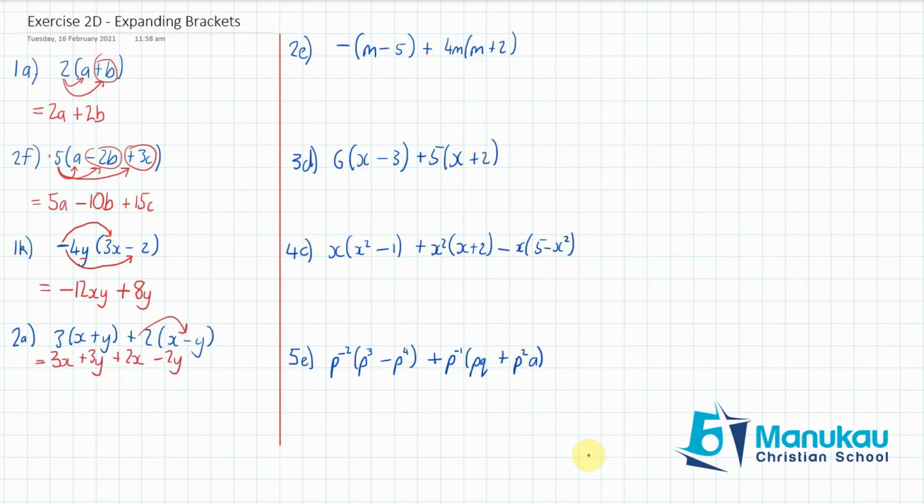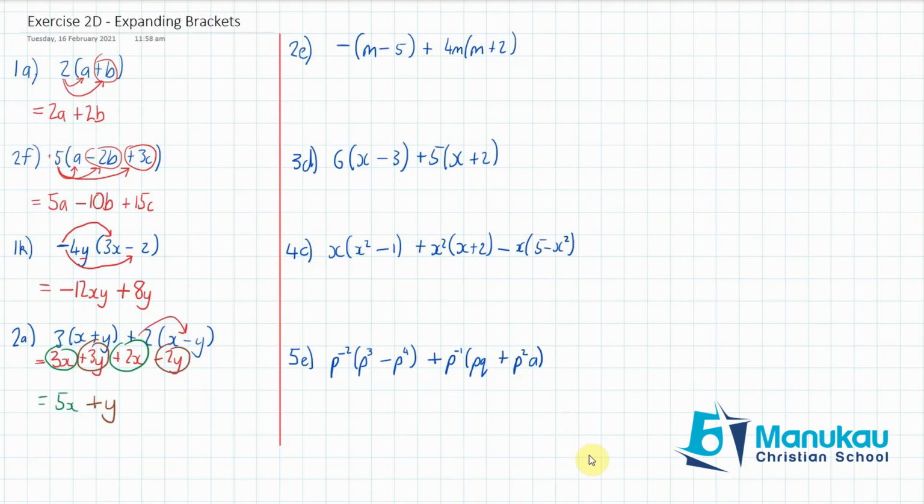And at this point, we then start gathering our like terms. I've got this one and this one. So 3x plus 2x is going to be 5x, and then I've got a positive 3y and a negative 2y. So all up, that is going to be positive y, positive 1y.